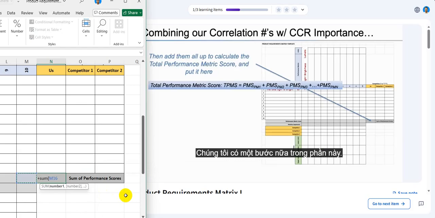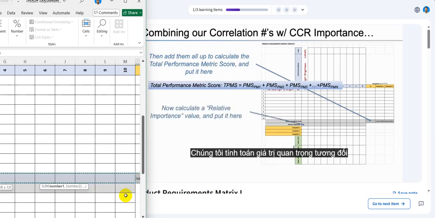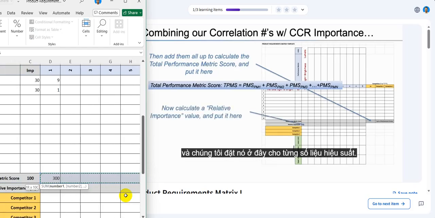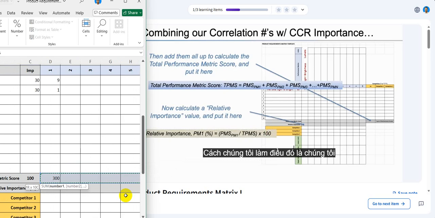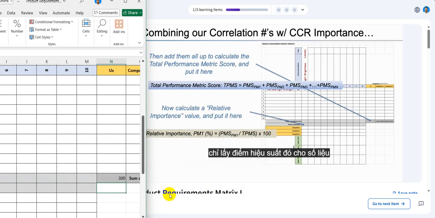Then what do we do? We have one more step in this section. We calculate the relative importance value, and we put it here for each of the performance metrics. The way that we do that is we just take the performance score for performance metric number 1, and we divide it by the total performance metric score, the one that we just calculated. Multiply that times 100, and you end up with a relative importance score for performance metric number 1 in terms of percent.